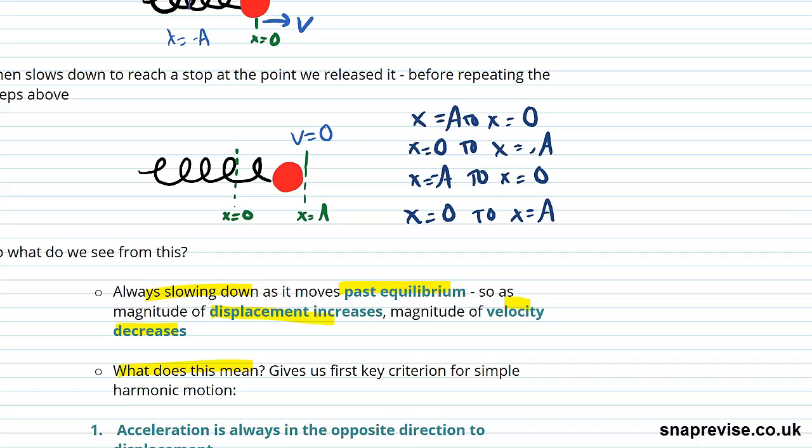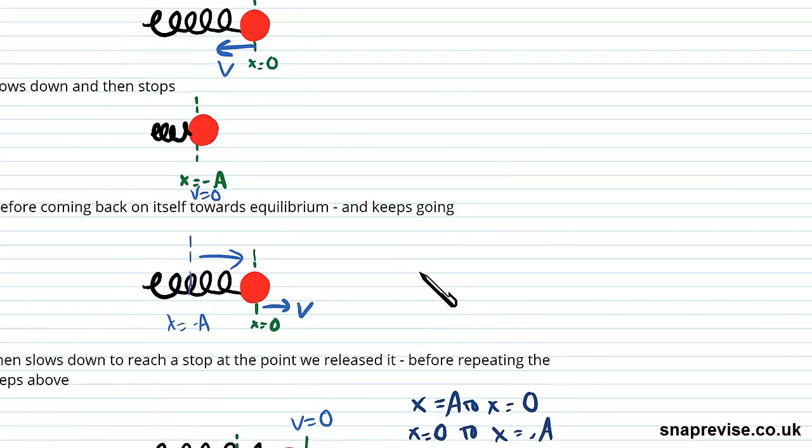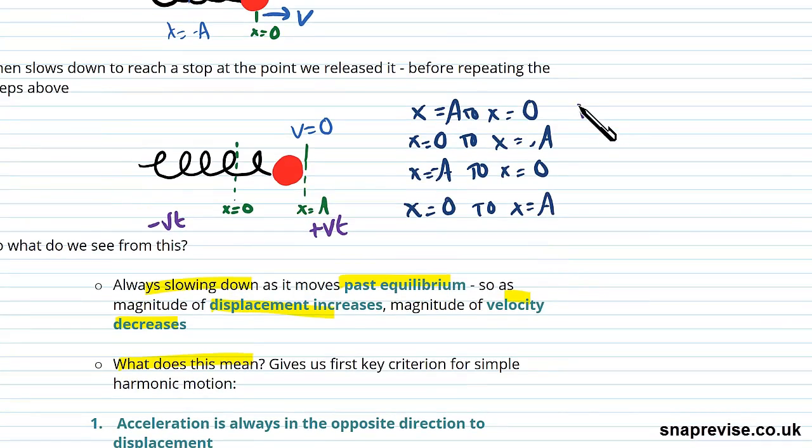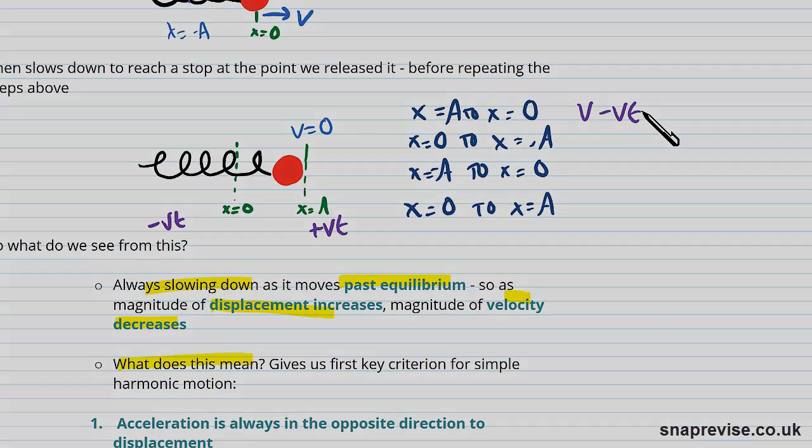So what do we see? First of all, what's the sign of v in all of these? Taking x as positive in this direction and negative in this direction, we must have that v is negative when we're moving from x equals a to x equals 0, because we're moving back on ourselves. We're moving from positive x to smaller x. So v is negative here.